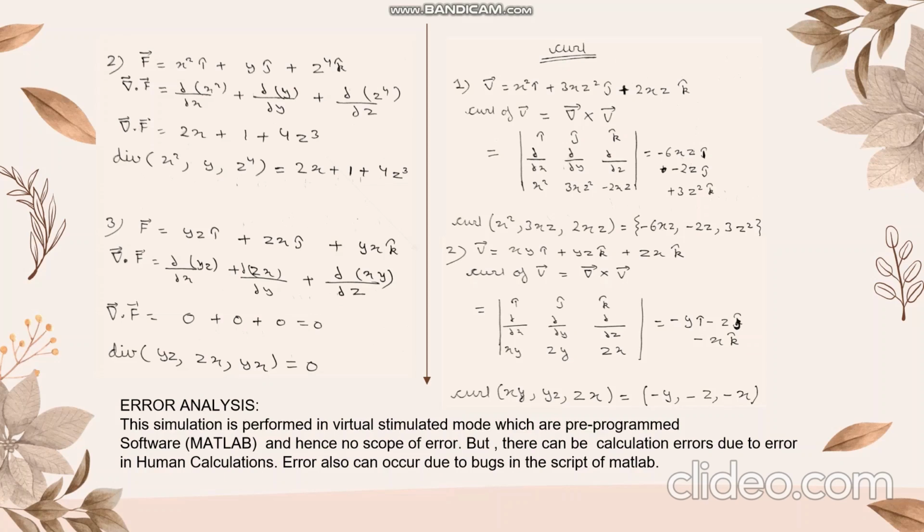Second one, similarly, there is a vector v equals xy i cap plus yz j cap plus zx k cap. The curl of v is equal to del cross v. Then similarly we can see the result that the curl of xy, yz, zx is equal to minus y comma minus z comma minus x.